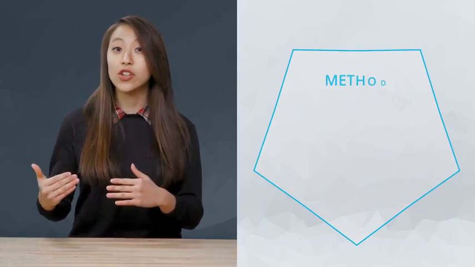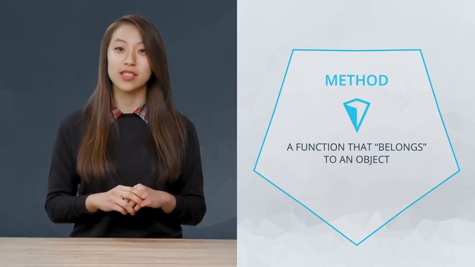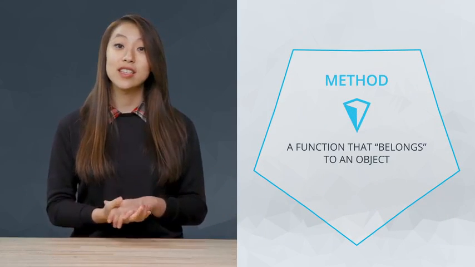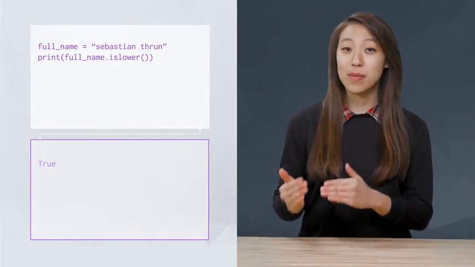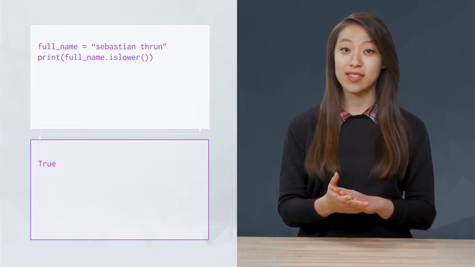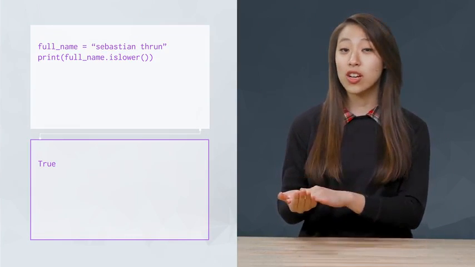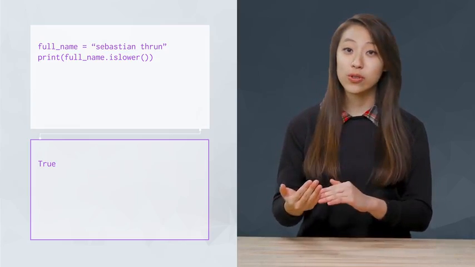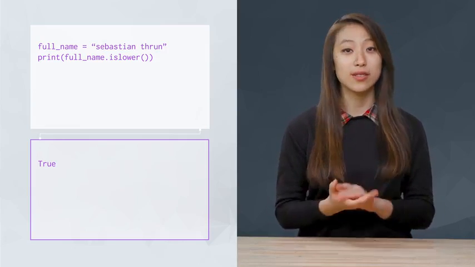So methods are functions that belong to an object. An object, for example, being a string. Let's try another string method, isLower. The isLower method checks whether the characters in a string are lowercase. In this case, the string object is Sebastian Thrun. isLower returns true since there are no uppercase letters.